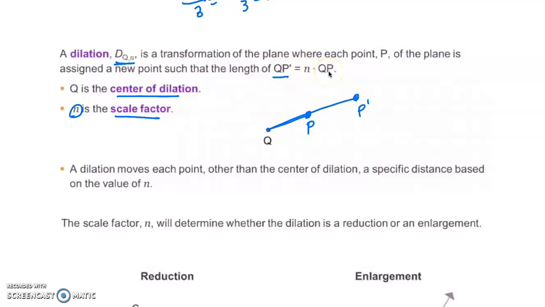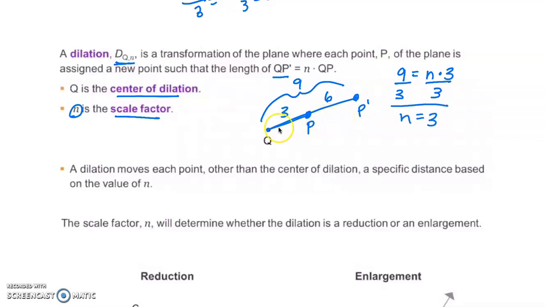But if we wanted to just find the scale factor, if we knew QP was 3 and PP prime was 6, what we would do is say the whole thing is equal to 9. You're going to have to add those segments a lot. So QP prime is equal to 9, and that's equal to the scale factor times just QP, which is 3. To solve, we just divide. And so the scale factor in this case would be 3. Make sure you do the whole thing divided by this.